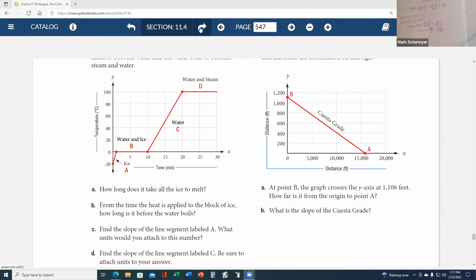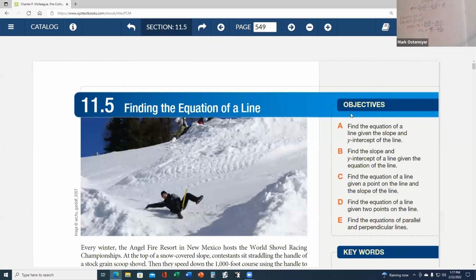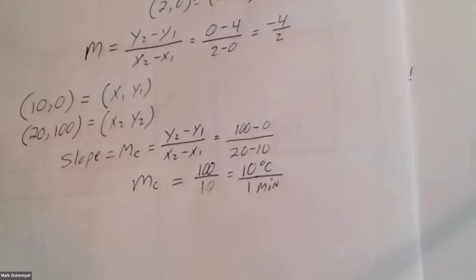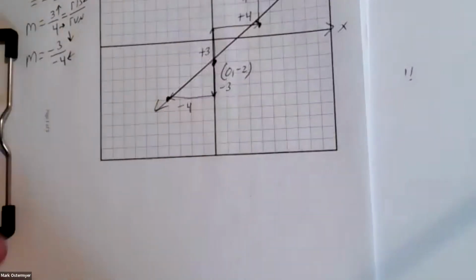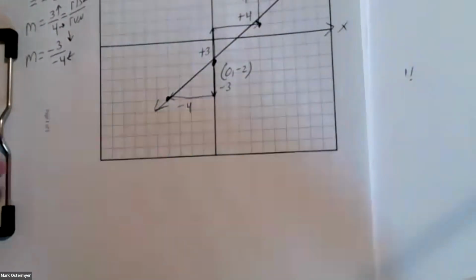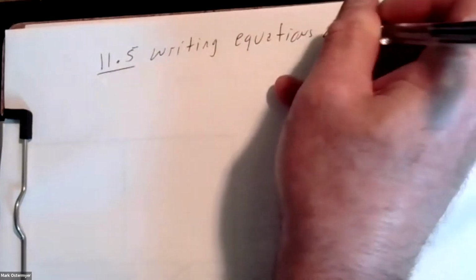All right, let's move on. Section 11.5 is entitled Finding the Equation of a Line. Okay, so now we're going to learn how to write equations of lines in section 11.5. And to do that, a good place to start is trying to understand the different forms for a linear equation here. So 11.5, writing equations of lines.